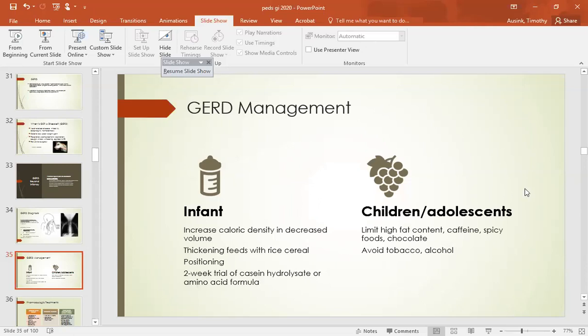And then in children and adolescents, it gets a little bit different. We want to limit the high fat content of food. We want to watch caffeine, spicy foods, chocolates, avoid tobacco and alcohol. So those are really your triggers for GERD. You know, all those kids love the caffeinated drinks and the hot Cheetos, and they will come in with that for sure.